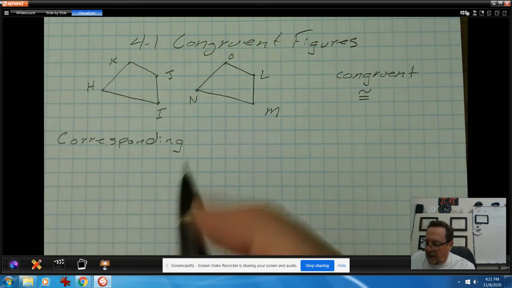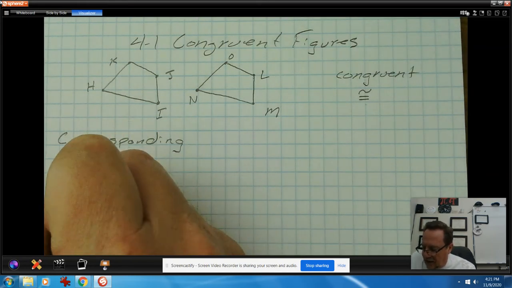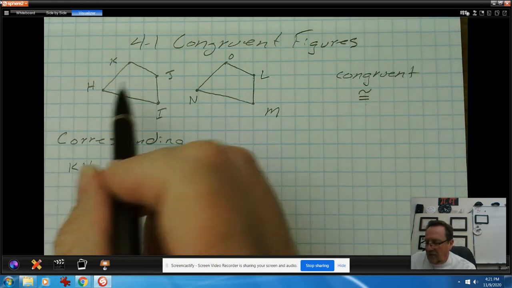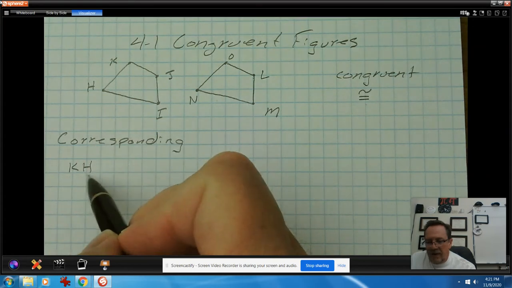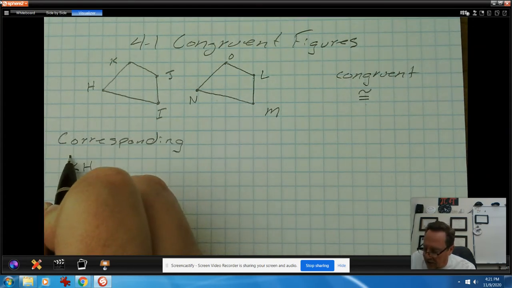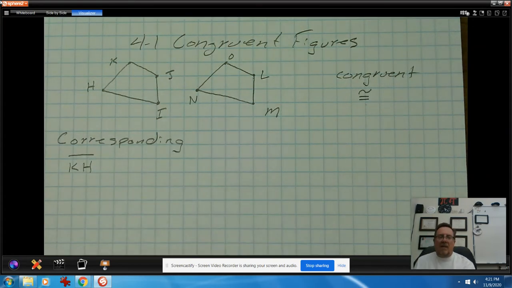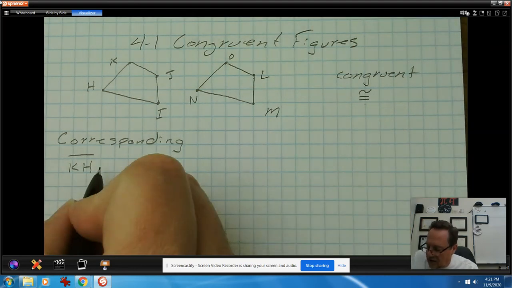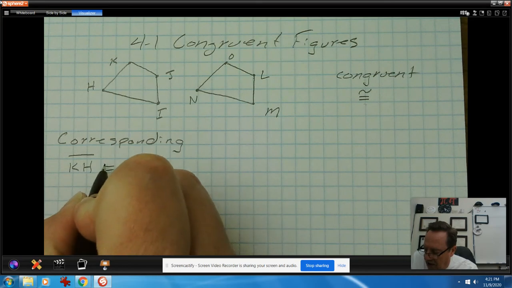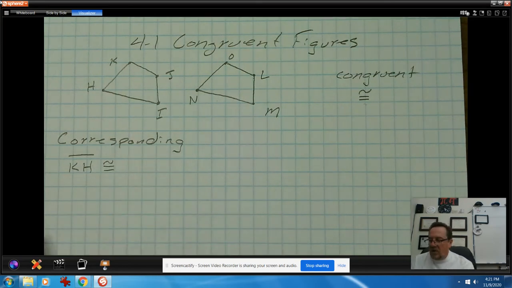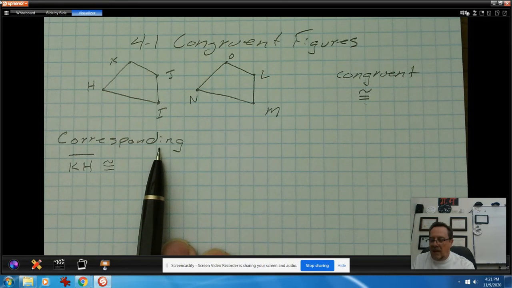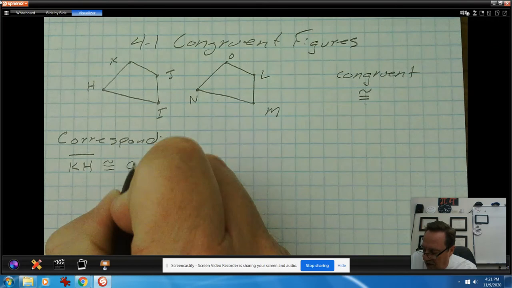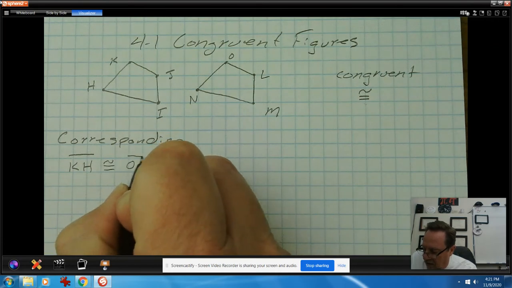So, I could say that segment KH, and remember when I write segment, I use the end points for the name and I draw the segment symbol above it. That means segment KH. And again, this is my congruent symbol, so I'm going to say segment KH is congruent to its corresponding part, which would be segment ON. So I'm going to write its name ON with a segment bar above it.